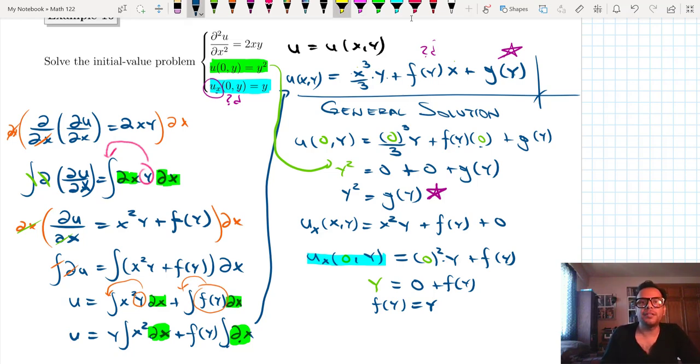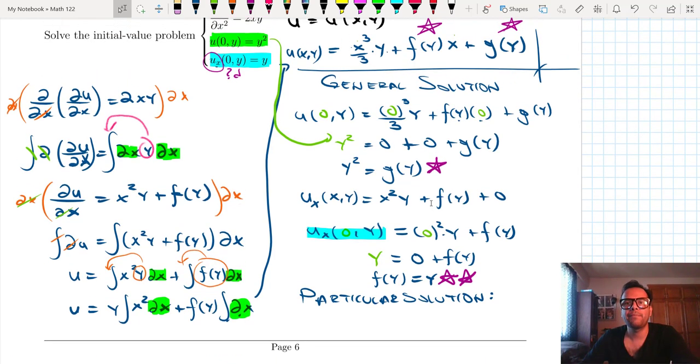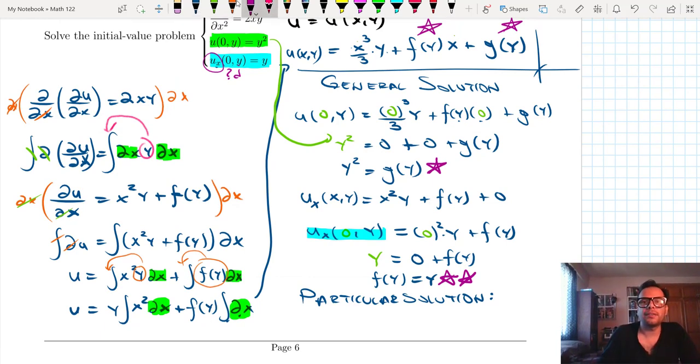All right, now what are we going to do next? We just got this, let me call this double star. So this will be our double star here. Now we are going to write the particular solution. Let me go back a little bit. Okay, I forgot another star, I think. Two stars.